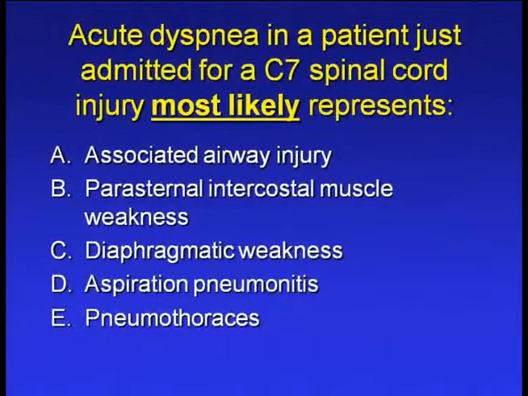All right, our next question. Acute dyspnea in a patient just admitted for a C7 spinal cord injury most likely represents A, an associated airway injury, B, parasternal intercostal muscle weakness, C, diaphragmatic weakness, D, aspiration pneumonitis, or E, pneumothoraces related to their accident. So go ahead and vote.